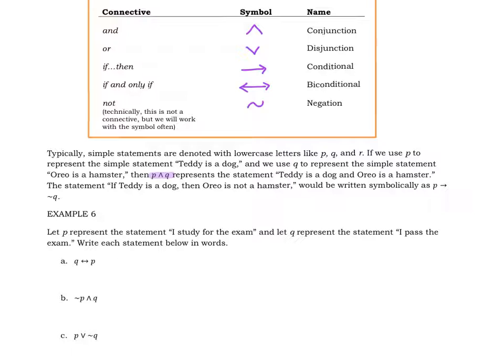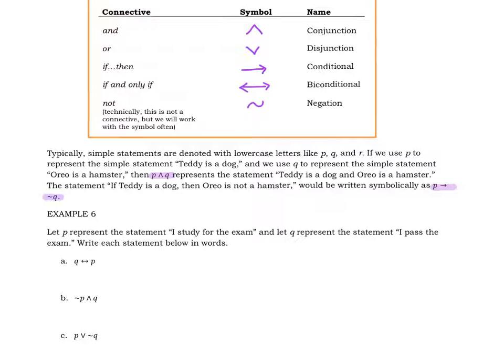Okay, if you wanted to take the statement, if Teddy is a dog, then Oreo is not a hamster, that would be written, so the if part is the Teddy is a dog, that's P. Okay, then because it's an if then, we put the arrow to the right, and then Oreo is not a hamster. Remember, Oreo being a hamster is Q, and the symbol for not is the little tilde. So you would have P, and then your arrow, and then your not Q. All right, so even though you say if first, notice the P is written first. So you would say, if Teddy is a dog, then Oreo is not a hamster.